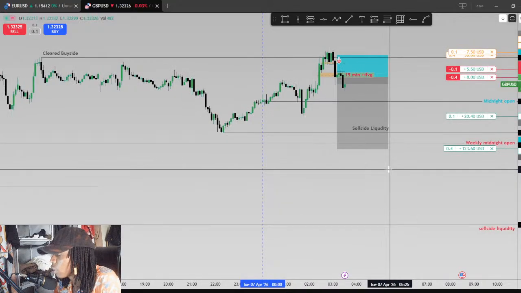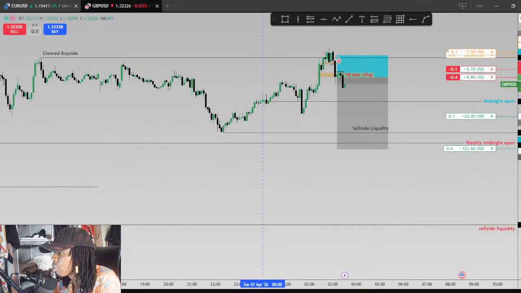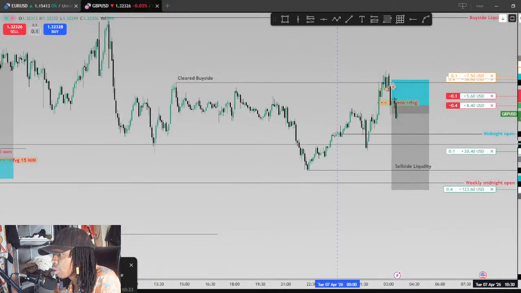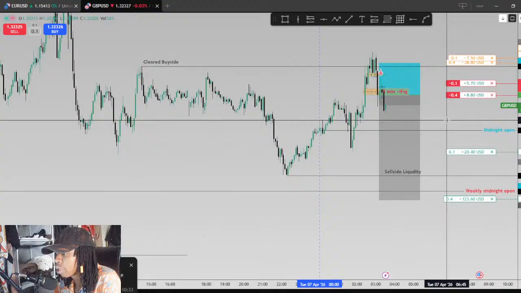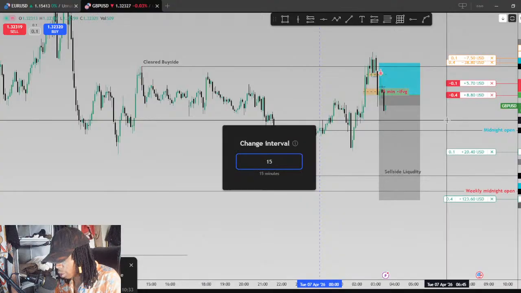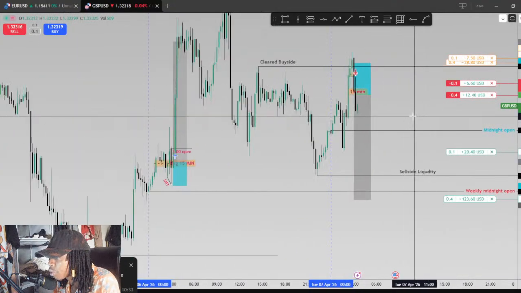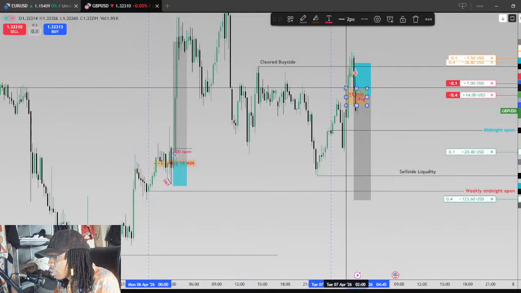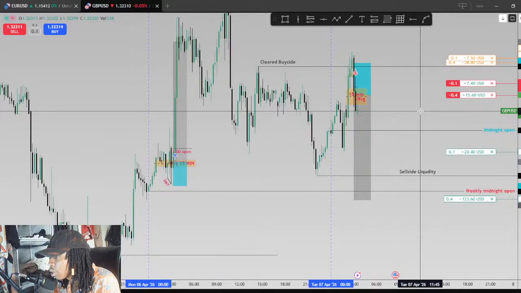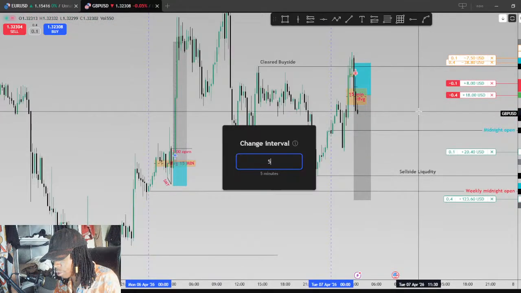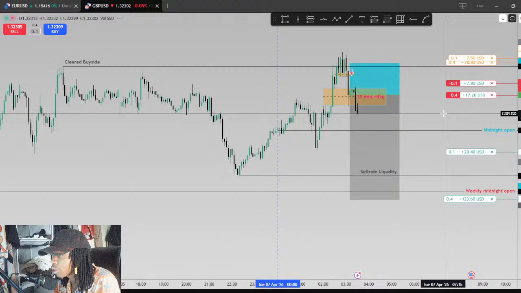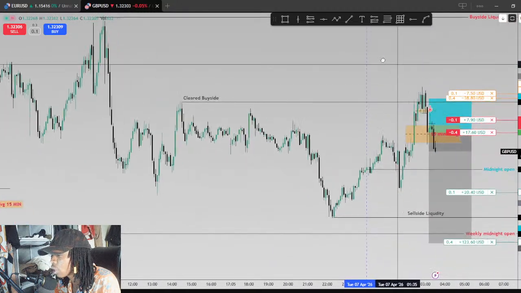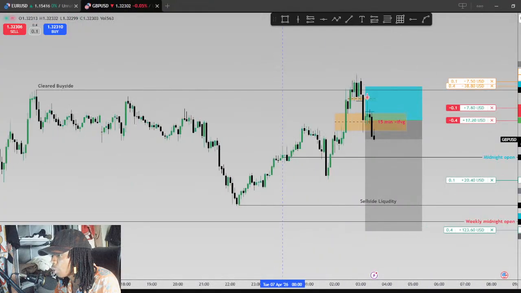We're still having some nice push. Definitely not bad. Let's jump on a 15 minutes. Now I'm going to factor in this whole 15 minutes fair value gap right there, because we love to see how price reacts on that POI.